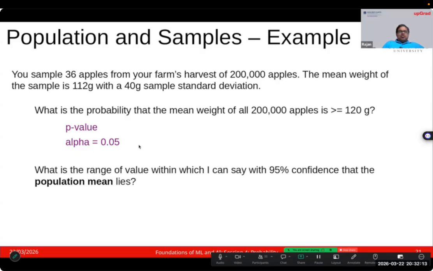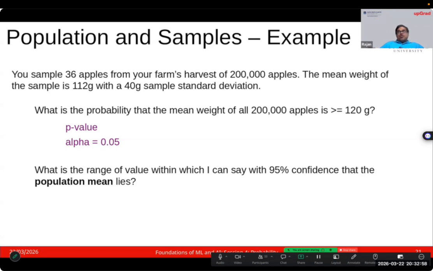So where do we get this? If we need to calculate probability, I need to have, what is probability? Probability is the size of the event divided by the size of the sample space. Now, what am I asking? I'm asking, what is the probability that the population mean is greater than some number?